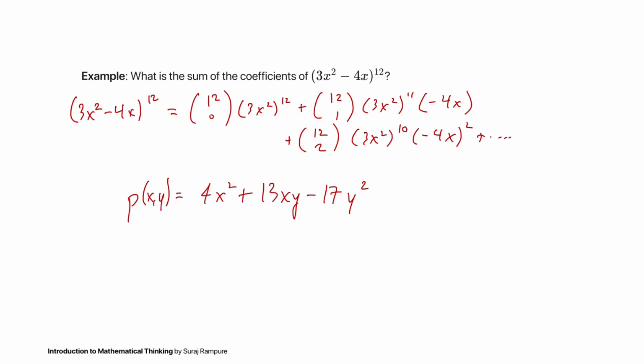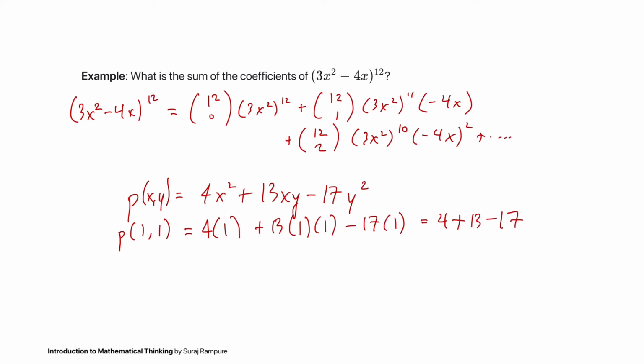One, right? If I substituted in 1 and 1, it would get rid of the influence of the x and y terms, and I would be left with just the sum of the coefficients, right? Here I would get 4 times 1 plus 13 times 1 times 1 minus 17 times 1, which gives me 4 plus 13 minus 17, exactly as I want, right? In this case, that gives me 0.